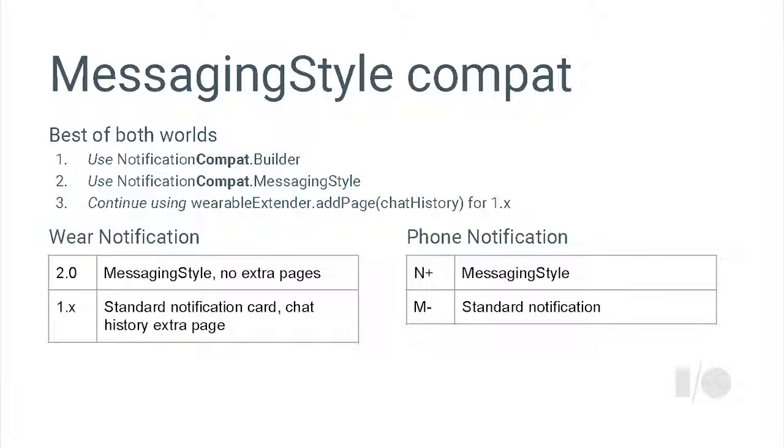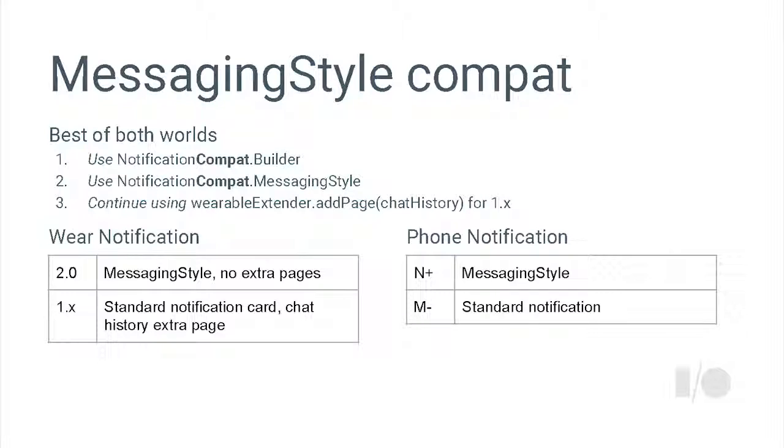If you've done these things, you're going to end up with the following as shown by these handy, tiny little charts. First, on Android Wear 2.0, regardless of what version the phone is running, you're going to get messaging style, everything that I showed you, full chat experience right in the notification. On Wear 1.x, paired to any phone, you're going to get the standard notification card in the stream, and because you added that extra page, it's going to show up and your users are still going to get their chat history. Because messaging style is a bespoke experience on Android Wear 2.0, we don't actually show those extra pages.